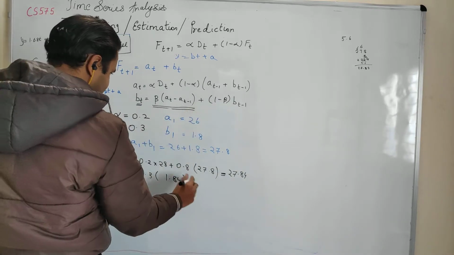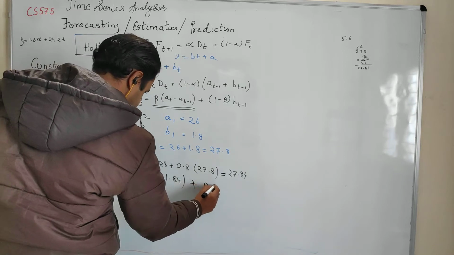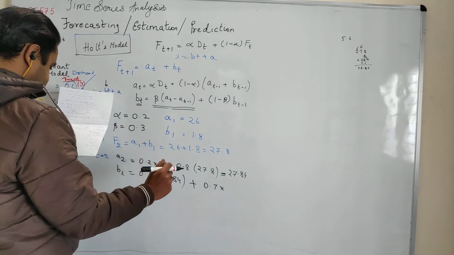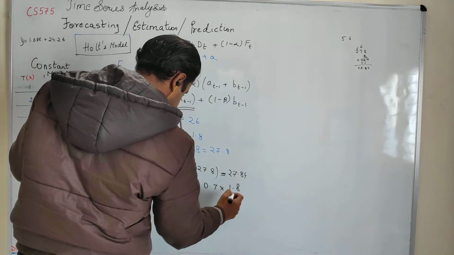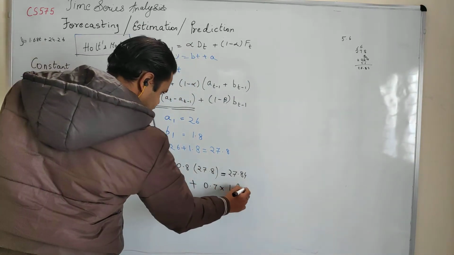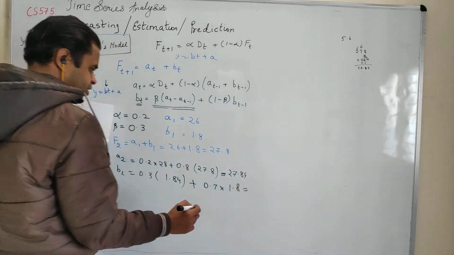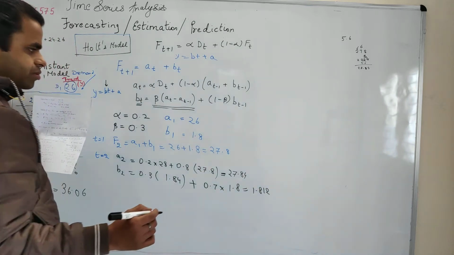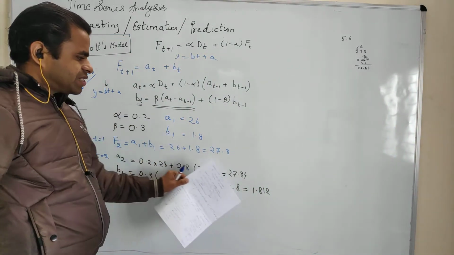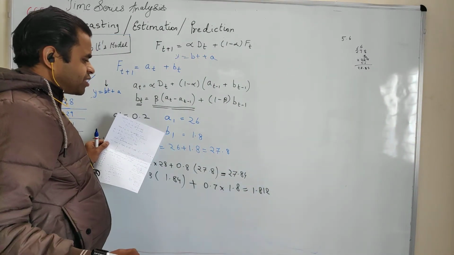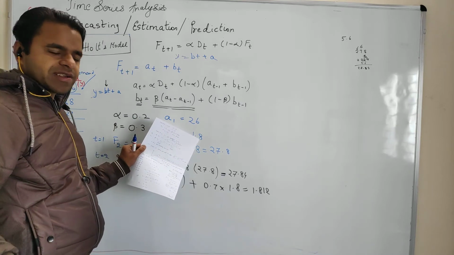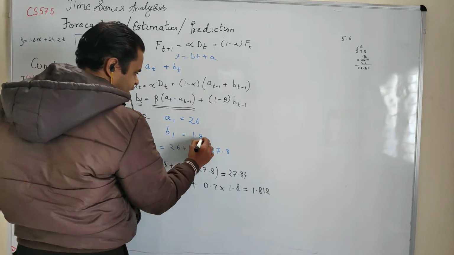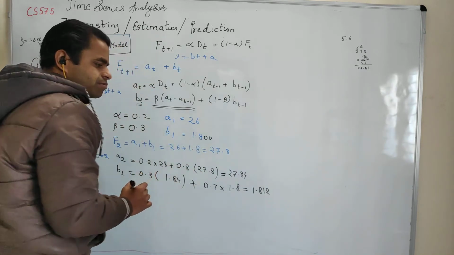Plus 1 minus beta, which is 1 minus 0.3, which is 0.7 into B1. B1 was 1.8. Right? So this is now equal to 1.812. Now just see class, the previous value of B1 was 1.8. The next value of B2 is 1.812, right? 1.8 I can take it as 1.800.